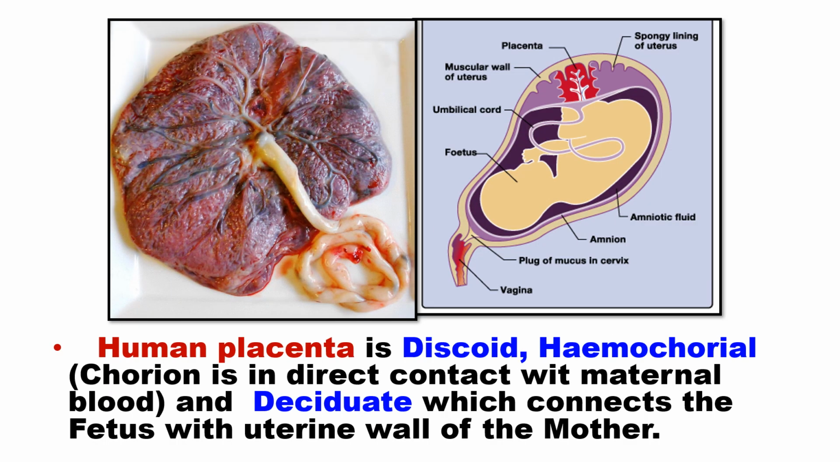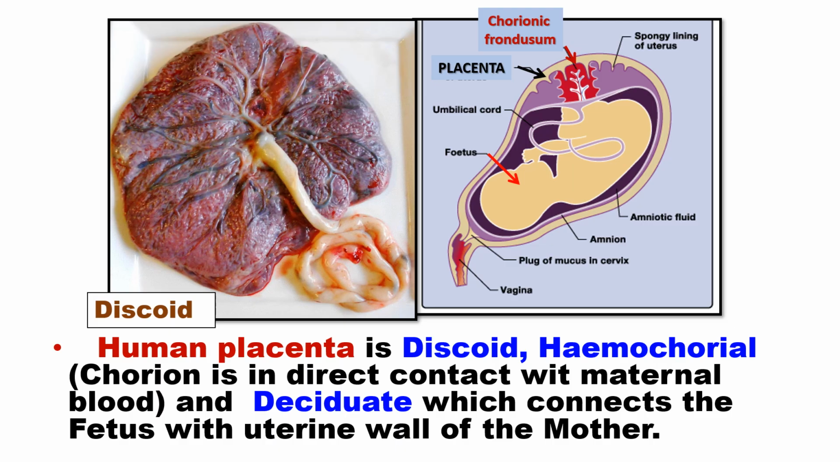Human placenta is discoid, hemochorial, and deciduate. Hemochorial means the chorion frondosum, which is derived from the fetal tissues, is directly in contact with the maternal blood, and decidua, which also connects the fetus with the uterine wall of the mother. So human placenta is defined as discoid, hemochorial, and deciduate.